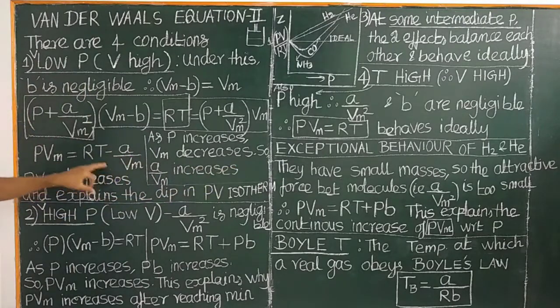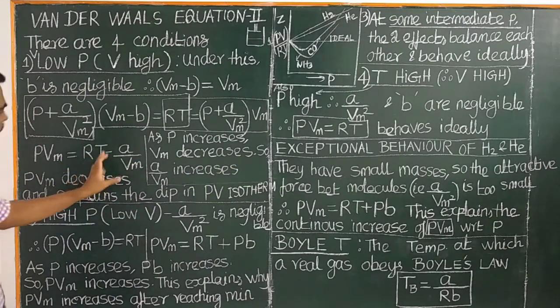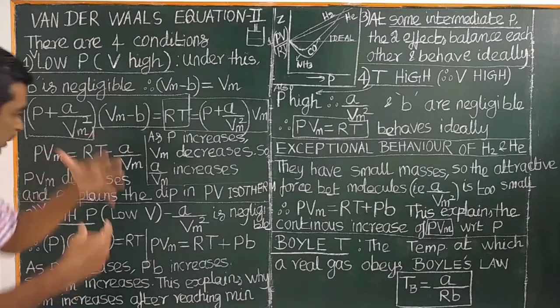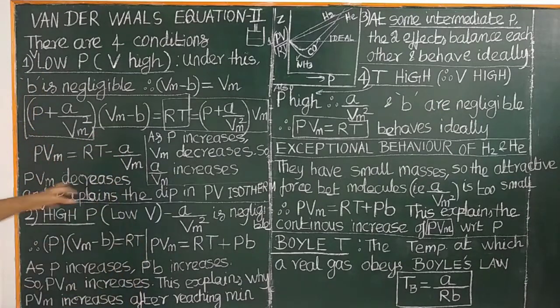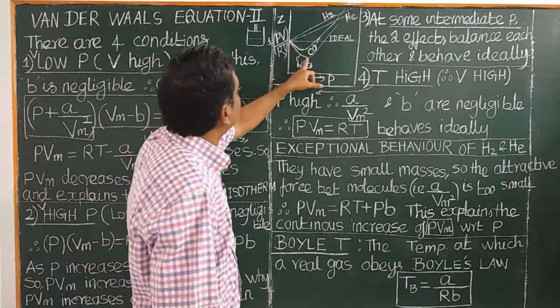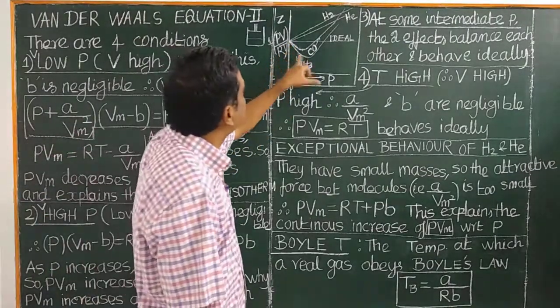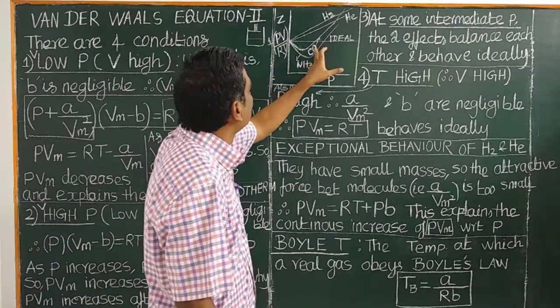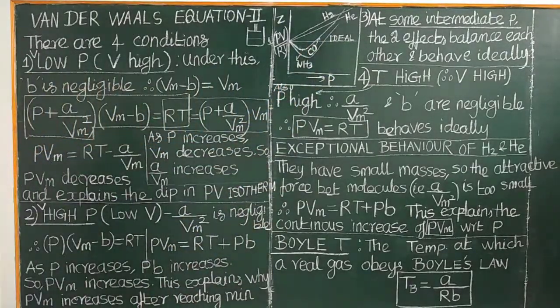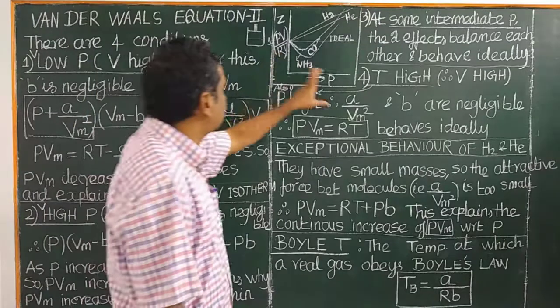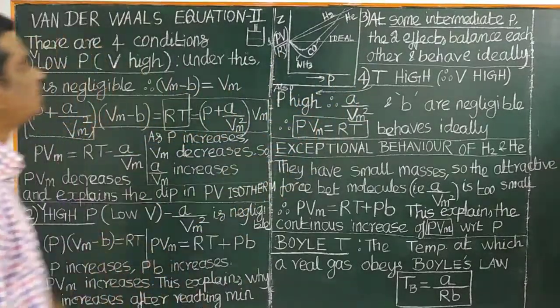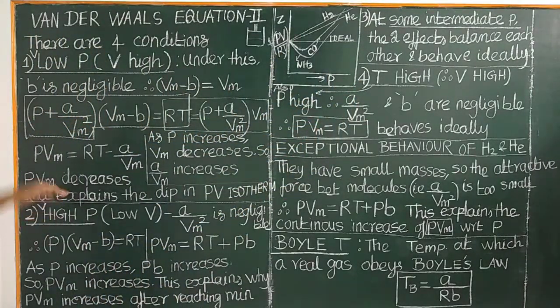A by Vm increases, and we are subtracting this from RT. Therefore, PVm becomes smaller and smaller. PVm decreases. This explains why there is a dip in the curve for carbon monoxide and ammonia in the Z versus P curve, or PV isotherms.